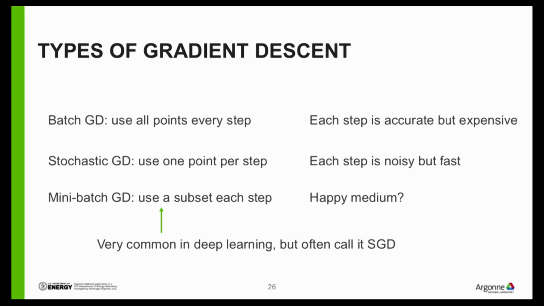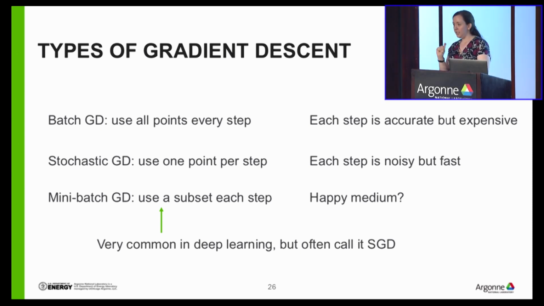So if you do batch gradient descent, every step is pretty accurately going in the right direction, but it's expensive to compute. Stochastic gradient descent, where you only use one random data point for each step, is pretty noisy, but it's really fast to compute. And then mini batch gradient descent is really common. It seems to be some kind of happy medium.